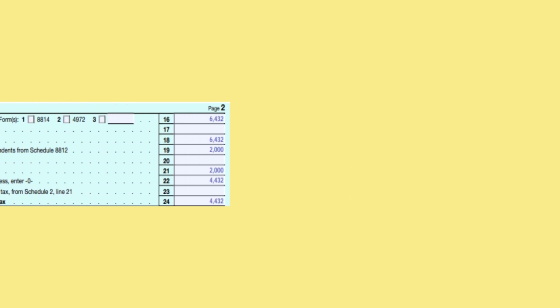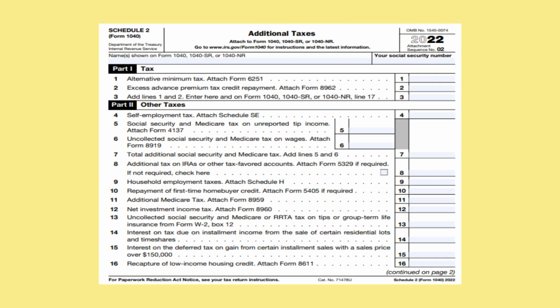Schedule 2, line 3 includes both AMT, the alternative minimum tax, and the excess advance premium tax credit repayment. The alternative minimum tax arises when an individual has significant deductions against their regular tax that creates a situation where their economic income is greater than their taxable income. Since it's pretty rare, I'm not going to go through the calculation on Form 6251. The excess advance premium tax credit repayment is when an individual has assistance with insurance premiums paid throughout the year that results in a situation where repayment is necessary.